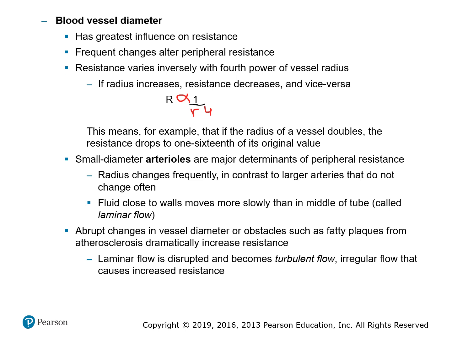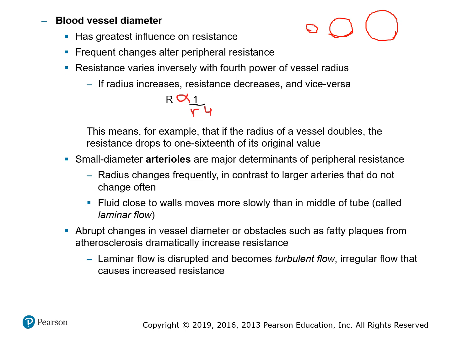Blood vessel diameter has the greatest influence on the resistance, and it can be changed frequently. And when it is changed, the resistance also changes. For example, let me draw. If this is our normal lumen of the blood vessel, this is the diameter of the blood vessel lumen, and then certain factors act upon it and they make it bigger, and then certain other factors act upon it and they make it smaller.